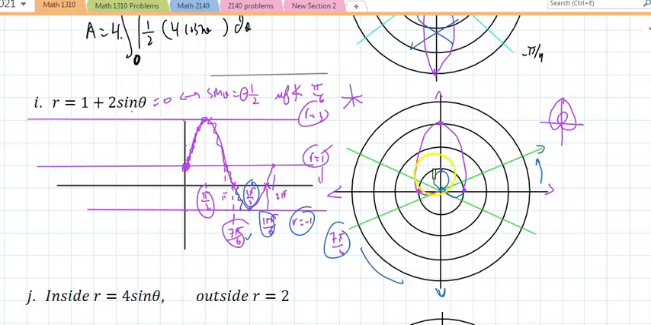Now, I want to find the area it encloses. No matter what I ask about this graph, whether I say find the area inside of the big loop, outside of the small loop, or find the area of the inner loop alone, you're going to have to really figure out those 2 points. Area is going to be the integral.